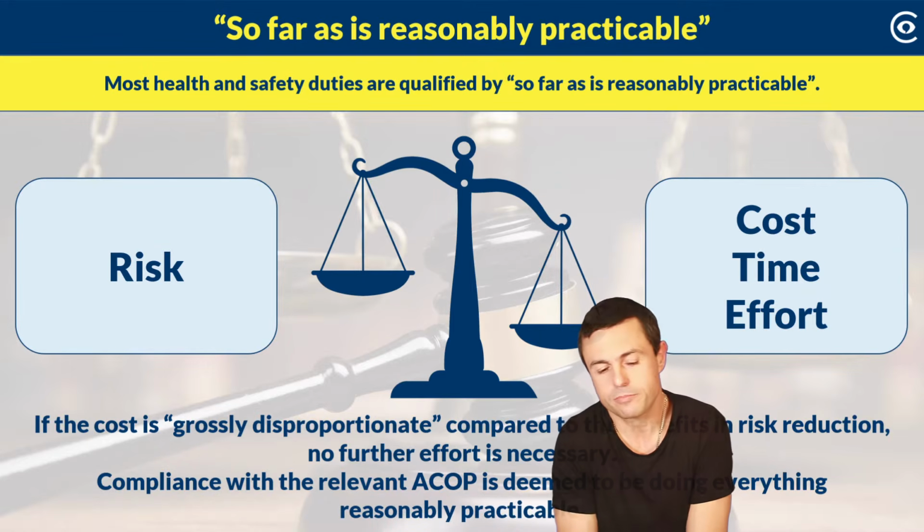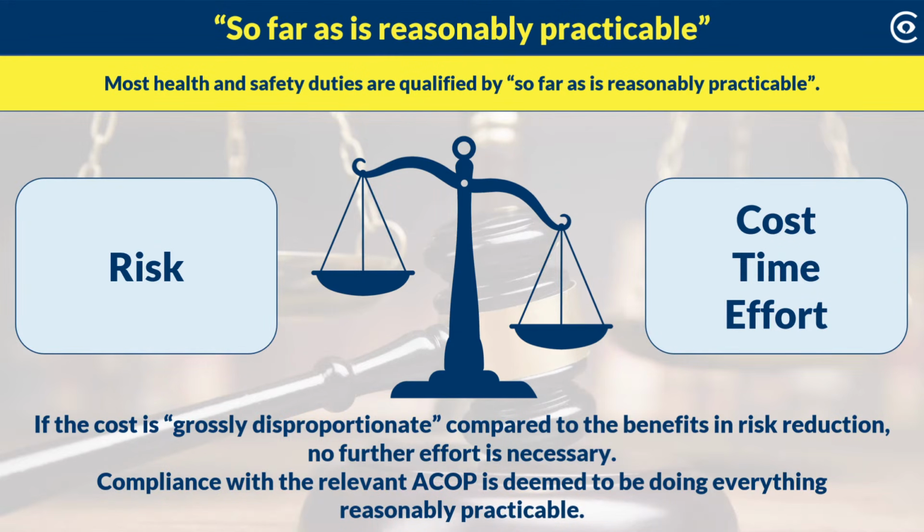You'll notice here, it says at the bottom of this slide, compliance with the relevant ACOP is deemed to be doing everything reasonably practicable. Now, here in the UK, we have a system of approved codes of practice. They are published by our enforcement agency, and they're super useful because if we comply with that code of practice, we are considered to be doing everything we reasonably can.